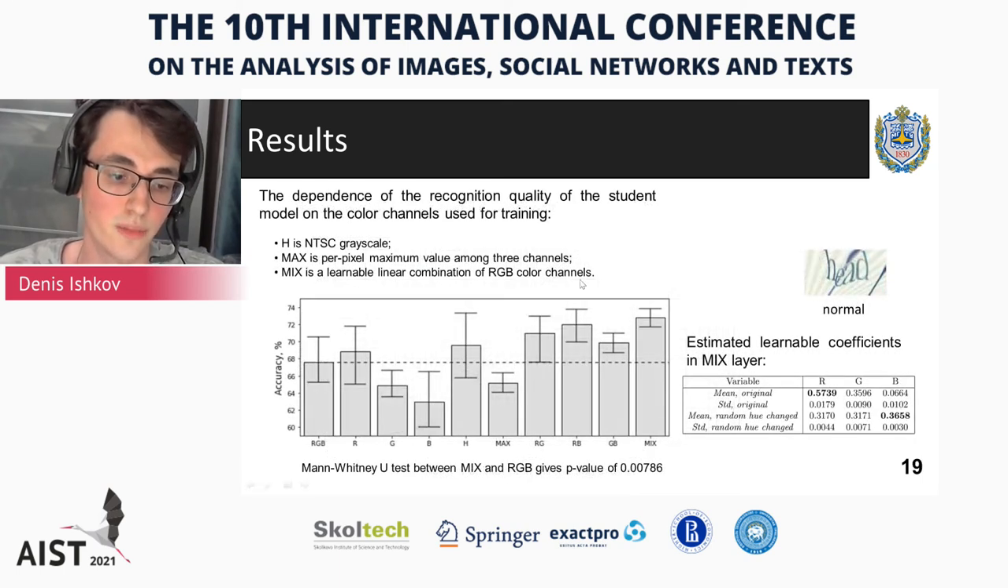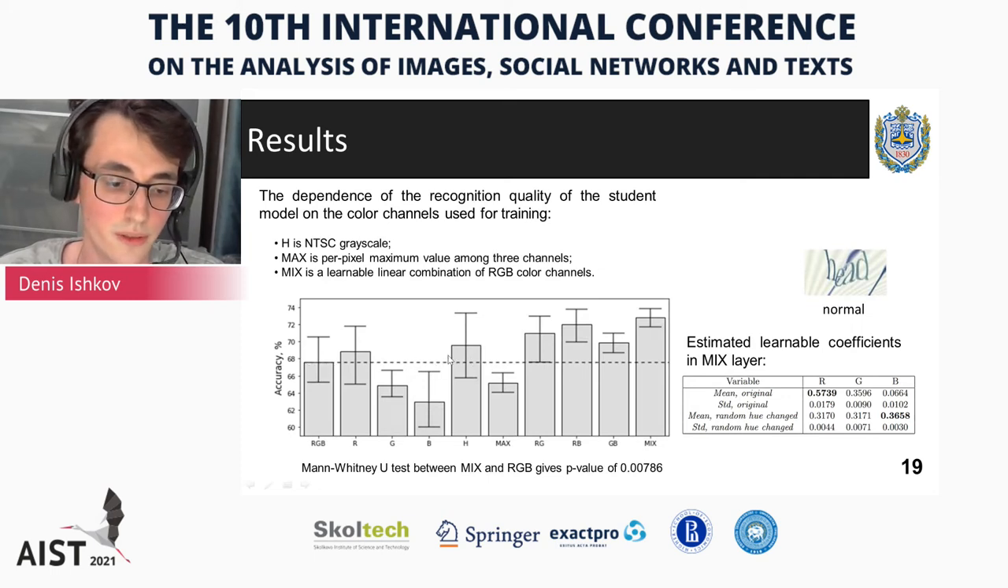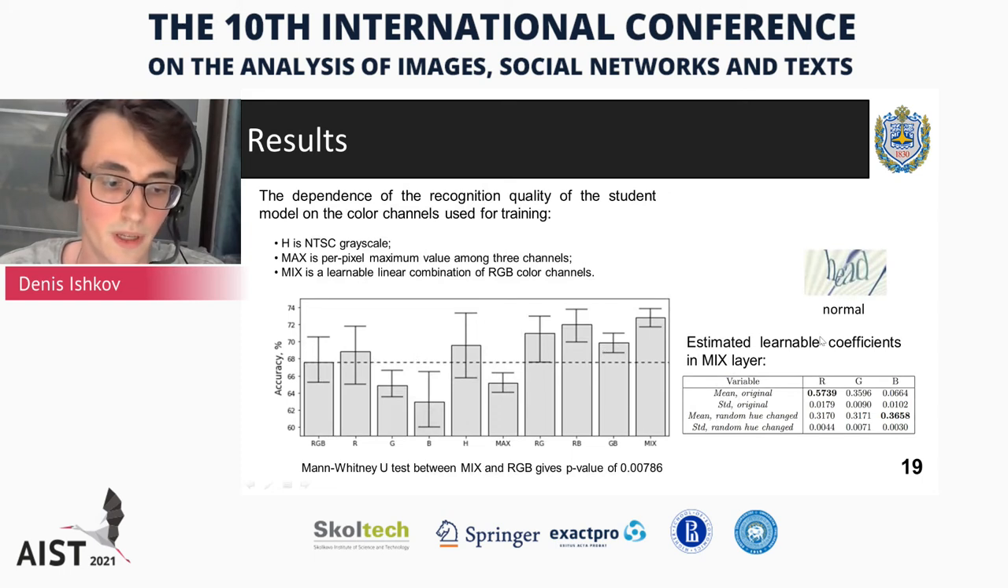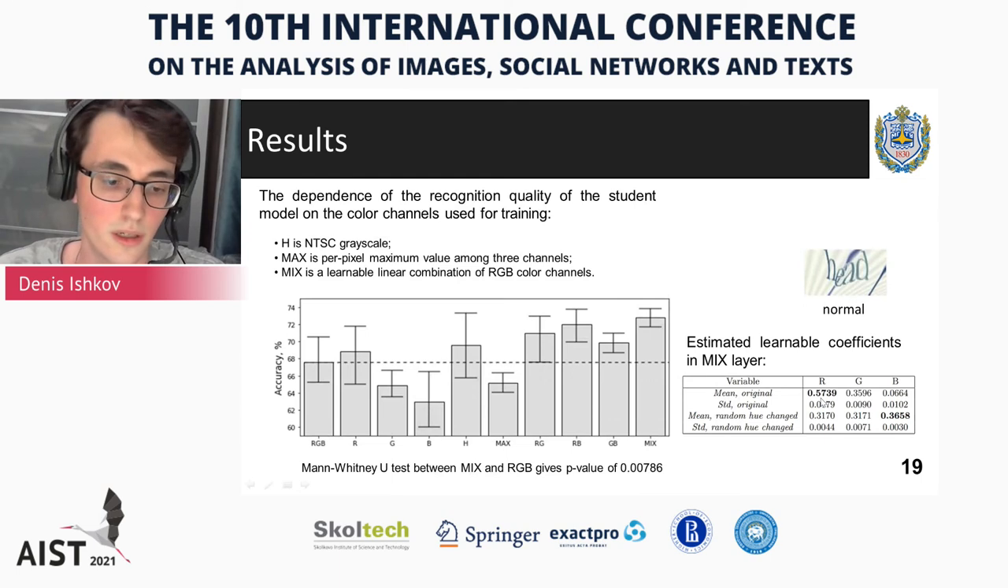As for the estimation of the impact of separate color channels on the model's quality, we can conclude that training on the red channel gives equal results to training on full color channels. Also, training on grayscale images gives similar results to training on full color channels. And training with the mixed layer, we can see that the results are statistically better. Here are the learned coefficients for the mixed layer, and we can see that the red channel indeed has the greatest impact on the given CAPTCHA dataset.